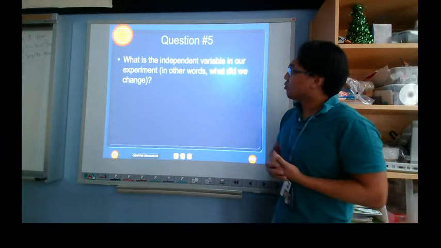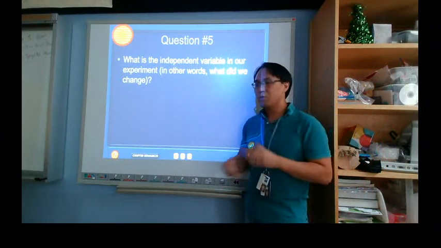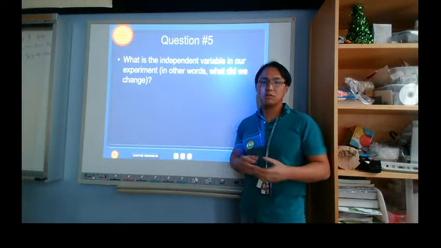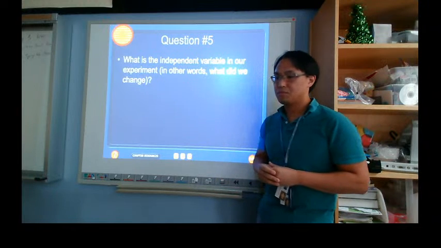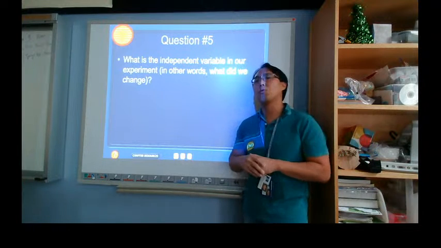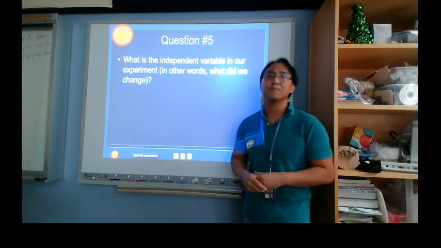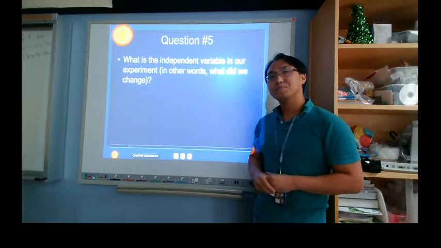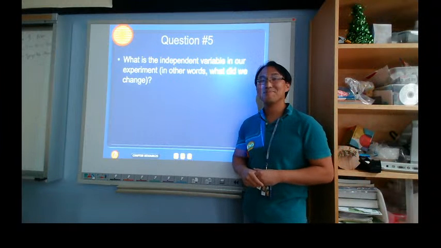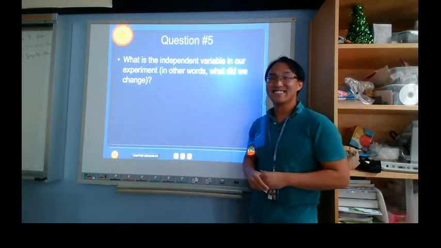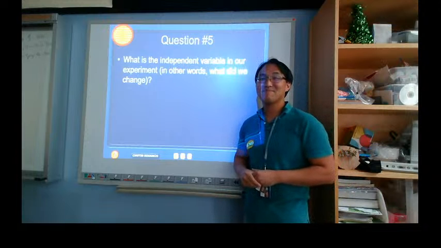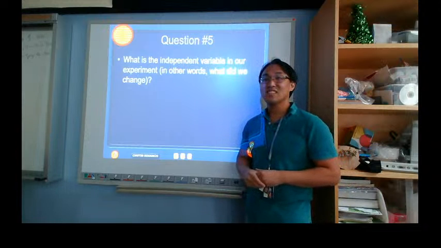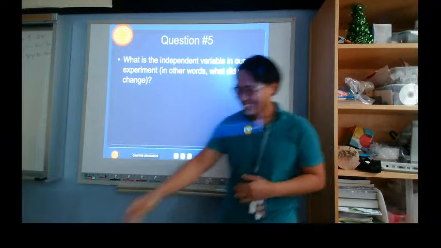What is the independent variable in this experiment? In other words, what did we physically change? Mr. Ewald, what do you think? What were we physically changing in our experiment? If you think about that experiment with blowing out the candle using different types of masks, the independent variable, the variable that we as the experimenter changed, would have been the different types of masks. Very good.